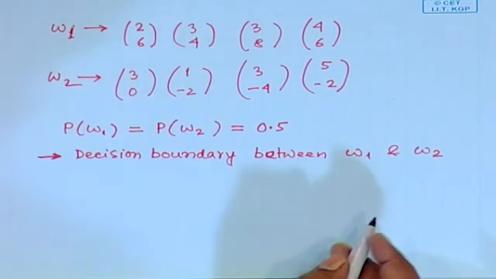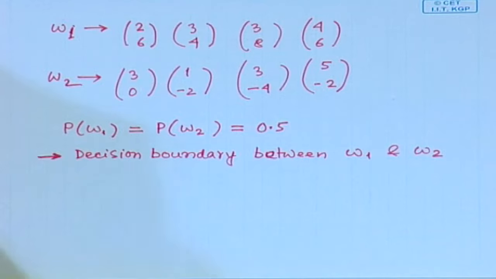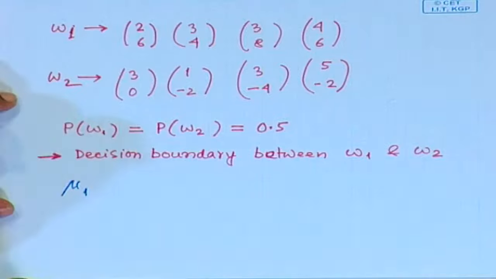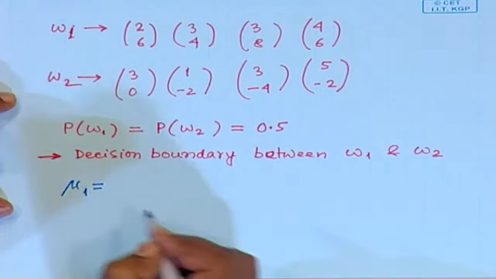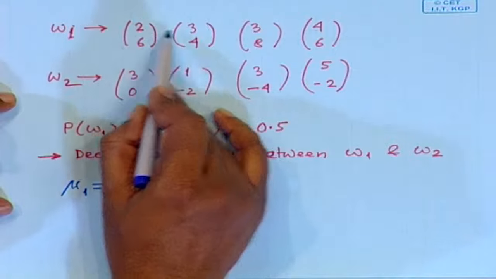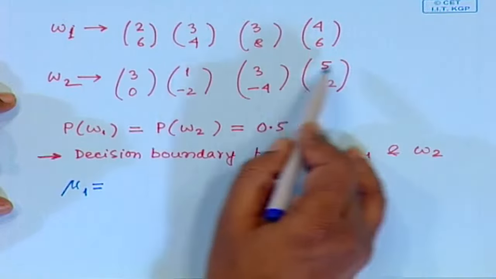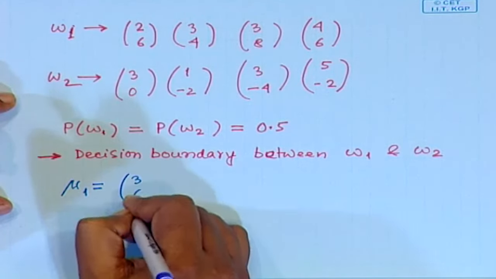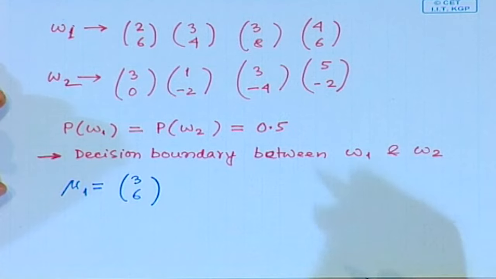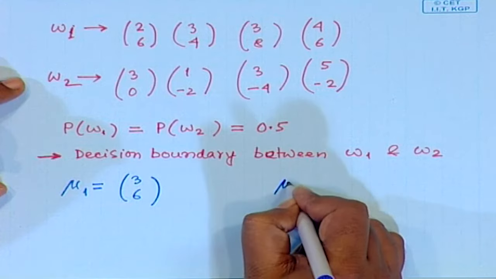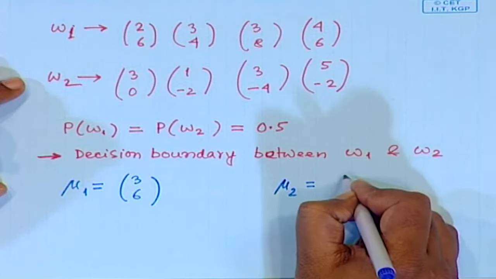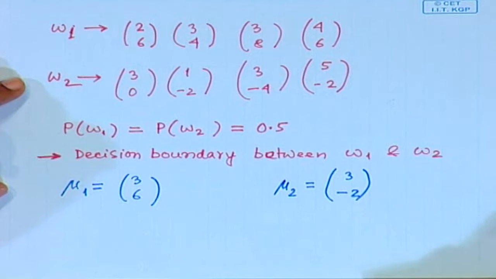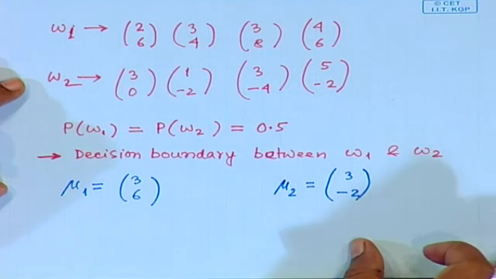So first, what I have to do is find out the mean vector, which is mu1. Mu1 is nothing but I take all these vectors and find out their mean. So, this mu1 in this case will come out to be (3, 6). You can verify this. Similarly, for class 2, mu2 will come out to be (3, -2). So, that is the mean vector for class 2.